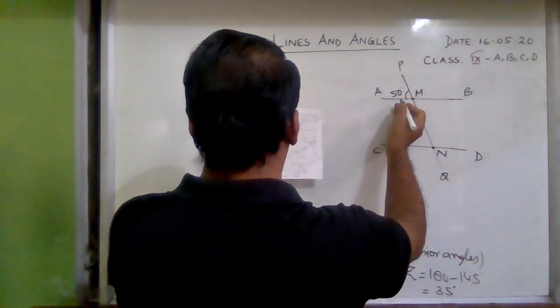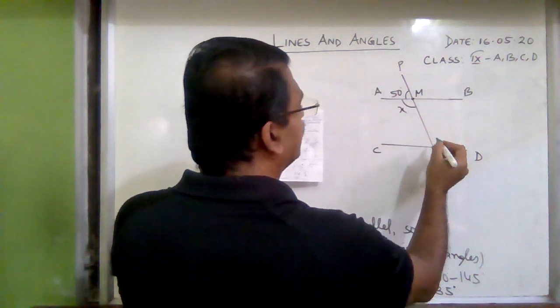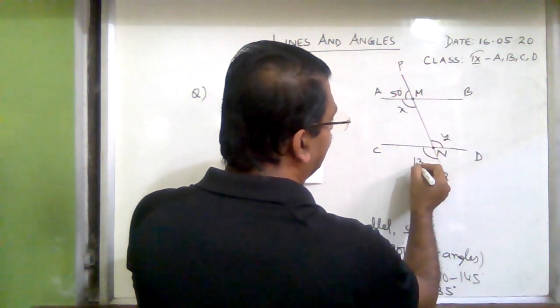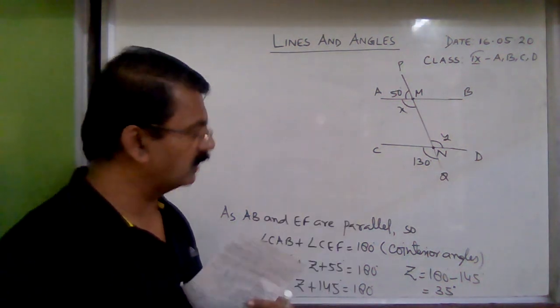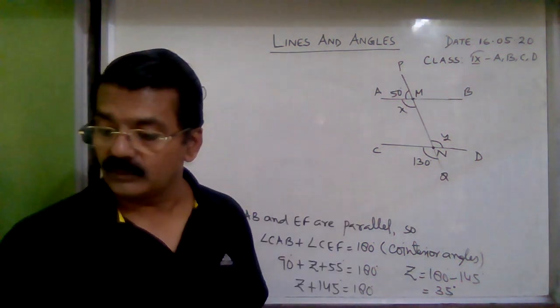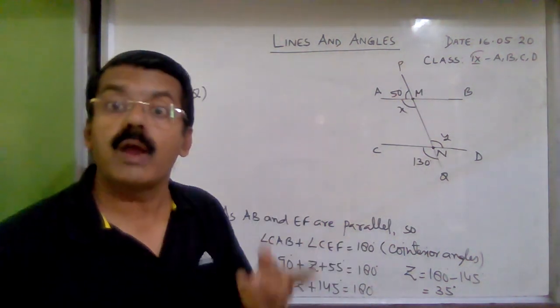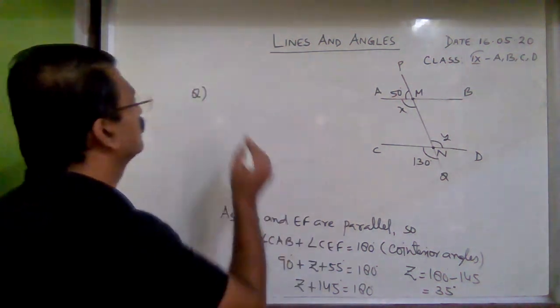Now this angle is given as 50. This angle is given as X. Then this angle is given as Y. And this angle is given as 130 degrees. Now what they are saying is, first of all you have to find the values of X and Y. And then using those values of X and Y, you have to prove that line AB is parallel to line CD.